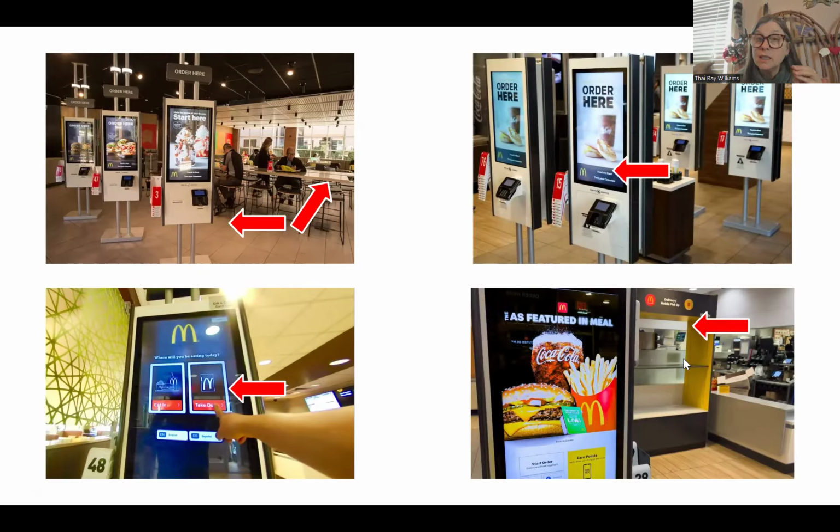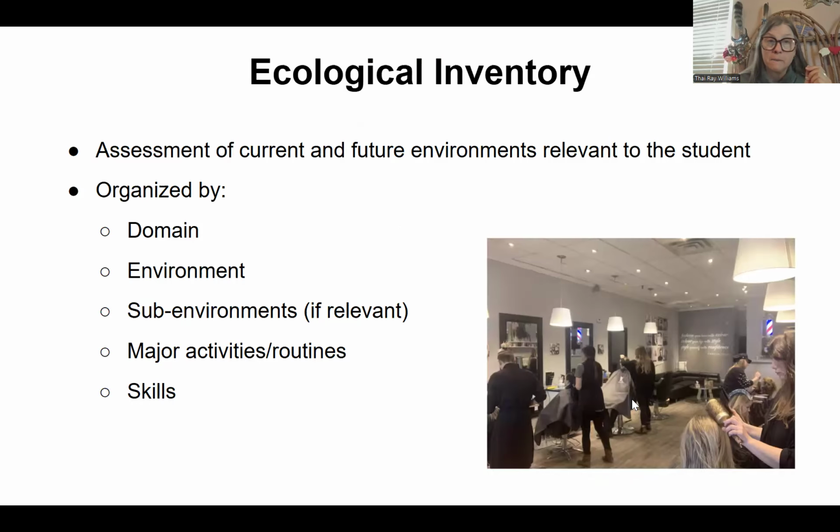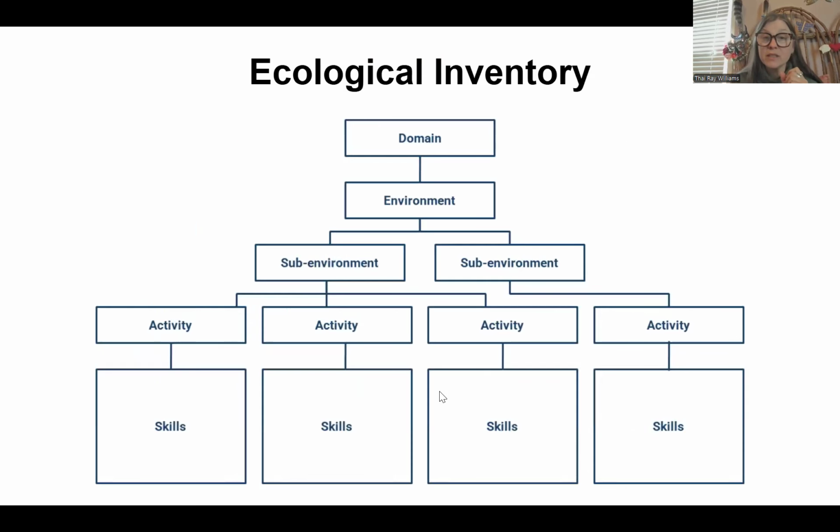But what you can see is I did an ecological inventory because I went into the setting and I collected data, or I collected a list, did a task analysis of the actual skill the student would do in that specific setting. And so you're going to assess both current and future environments that are relevant to the student. So you're going to have it organized, and you'll see this broken down in a minute, but you're going to look at the domain. That's the skill we're going to be teaching, the overall area. You're going to look at the environment. You're going to look at the sub-environments, if there are any. You're going to look at major activities and routines, and then skills. And that might not make sense, but it will in a second, because this is what it looks like.